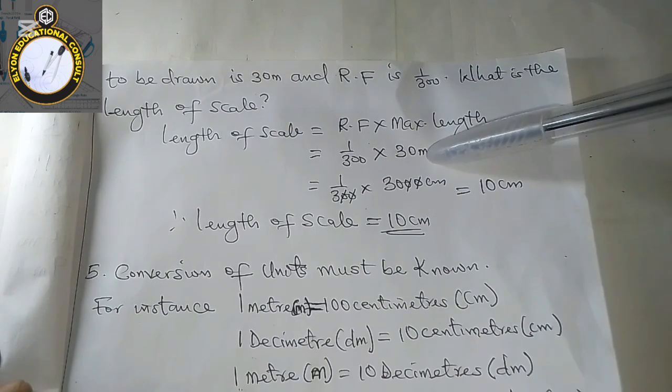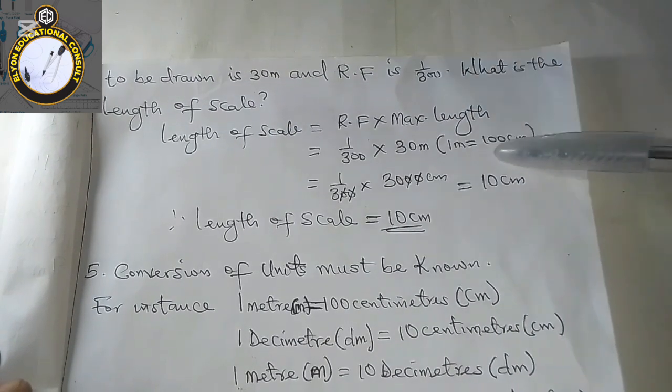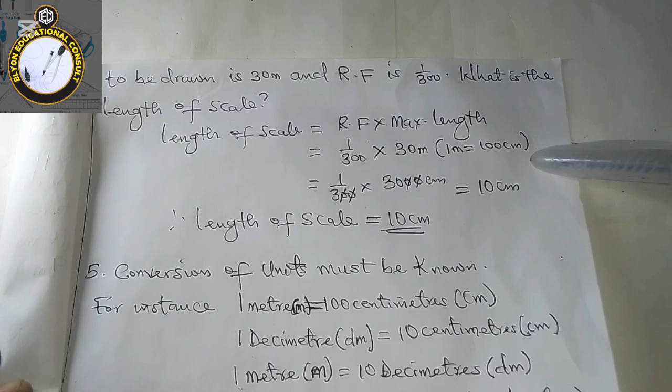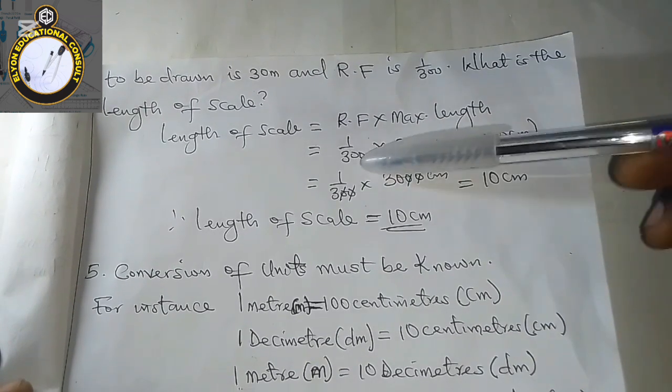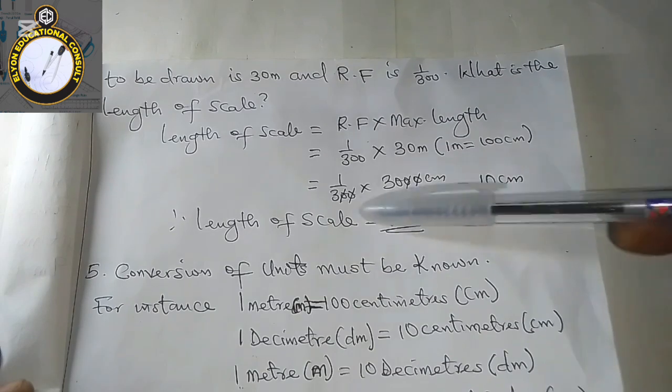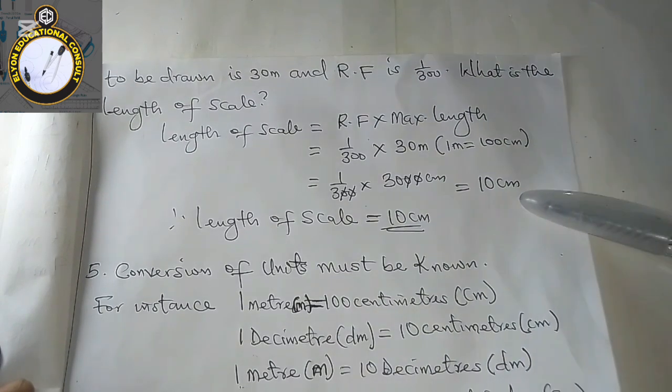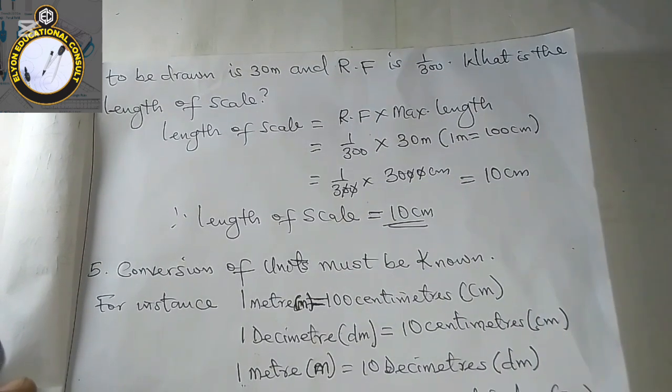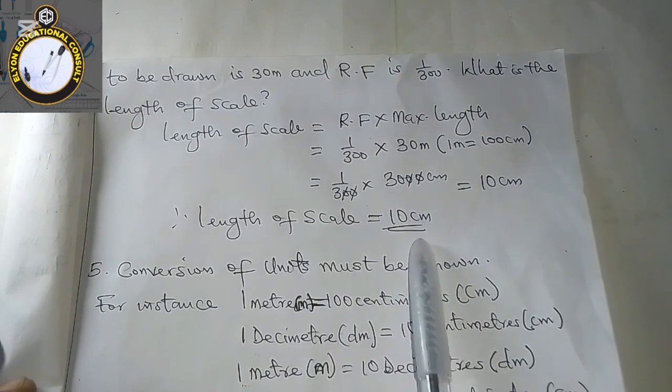So we are going to convert this 30 meters to centimeters. Don't forget 1 meter equals 100 centimeters. So here it will become 3000 centimeters. So by the time we compute this, we are going to have 10 centimeters. So length of scale here is 10 centimeters.